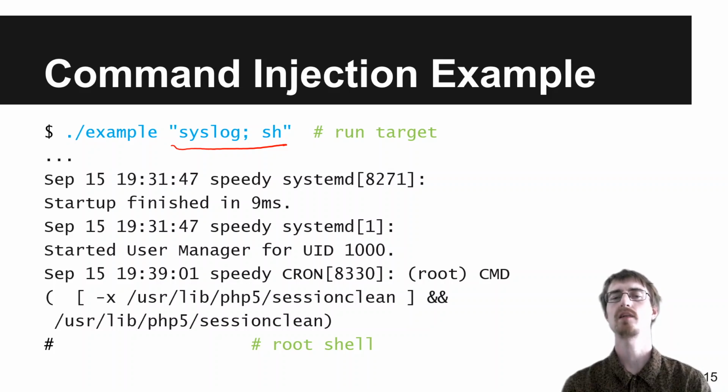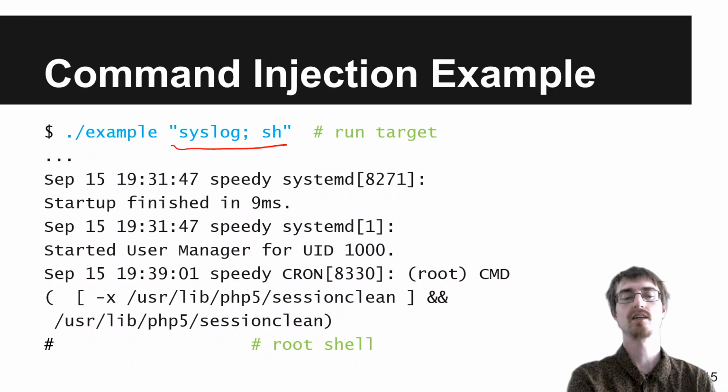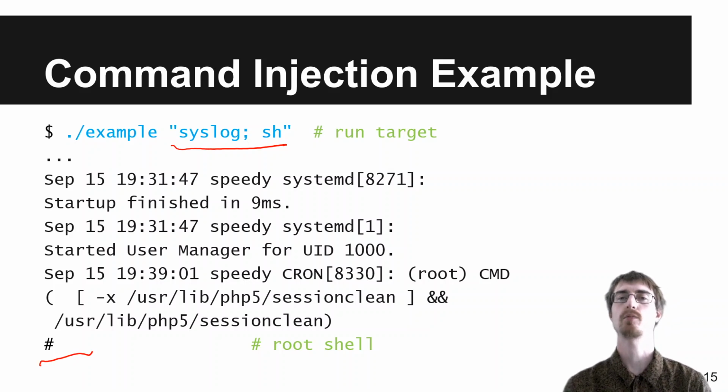This single argument is passed to system, and system then parses this using the shell and finds that there are actually two commands. The first command prints /var/log/syslog, whereas the second command is the shell. So in the end, we get a root shell after printing the syslog.